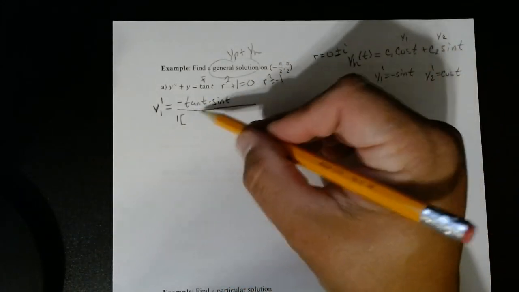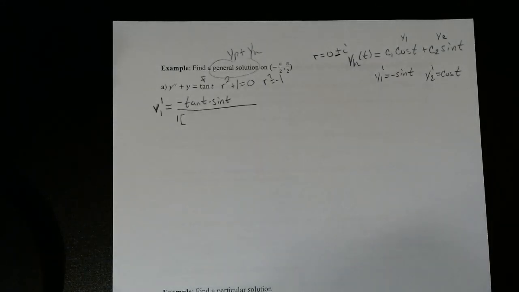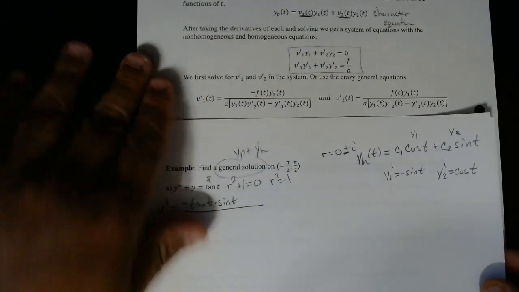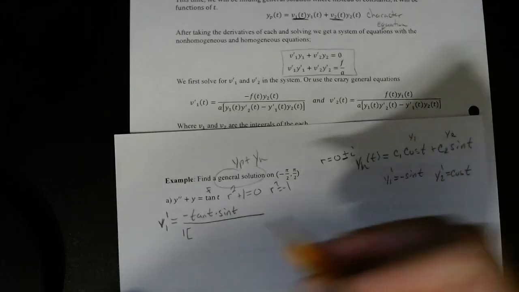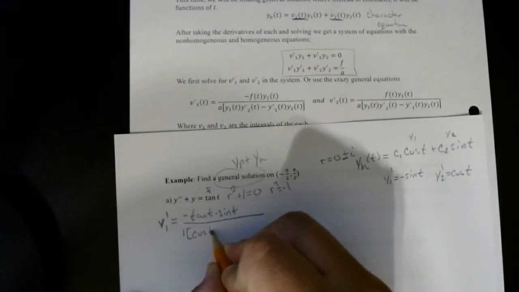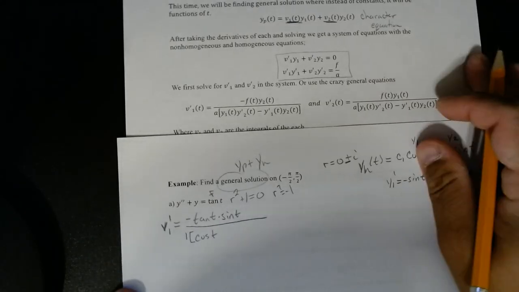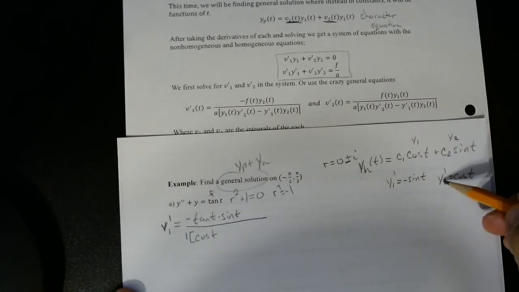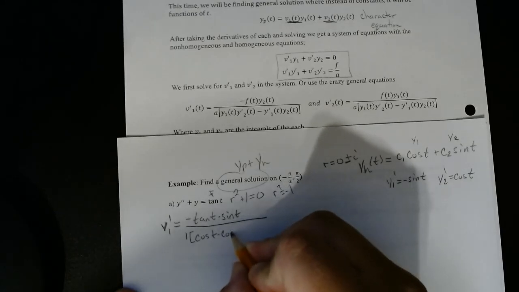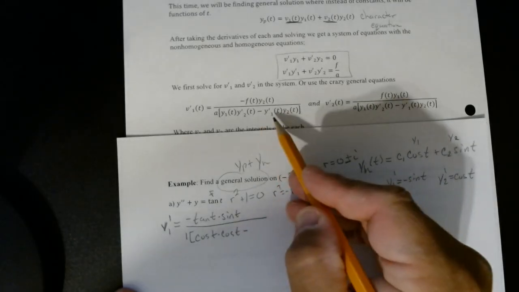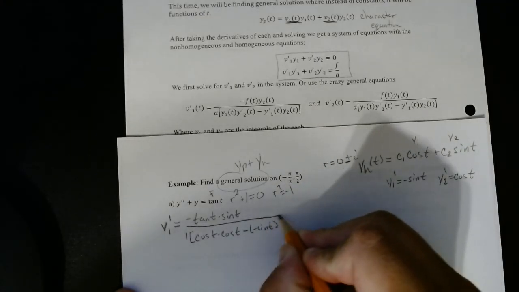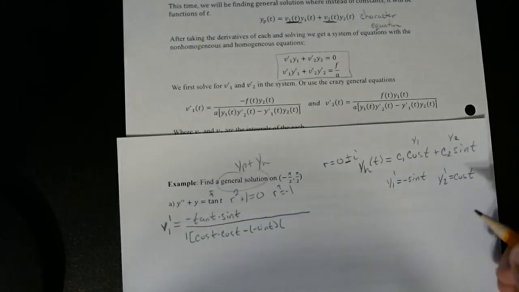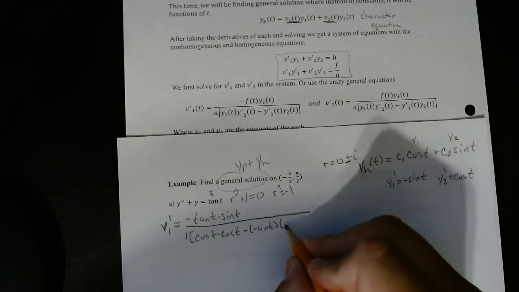So first number here is going to be y1, so cosine, times y prime 2, so cosine, minus this, so that ends up being a positive, times y2, sine.